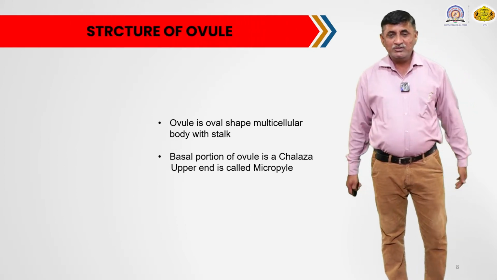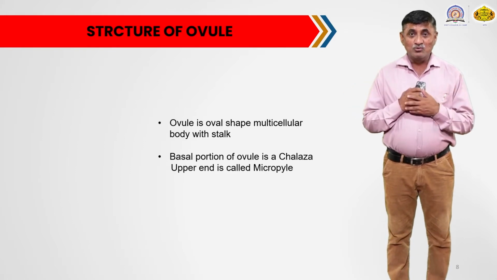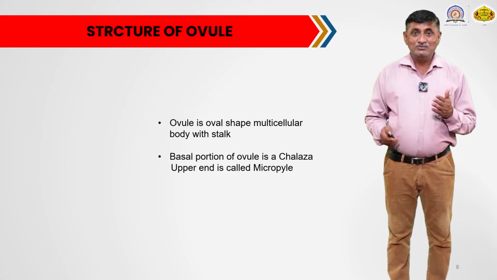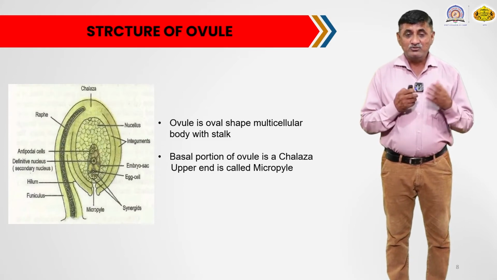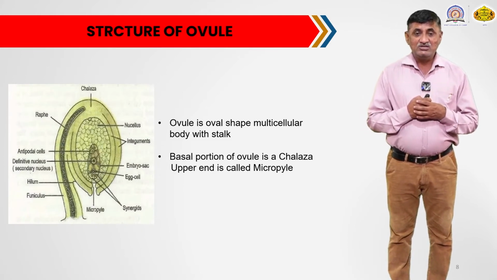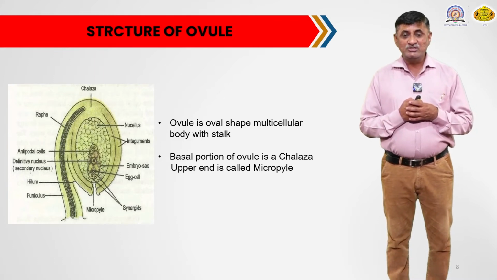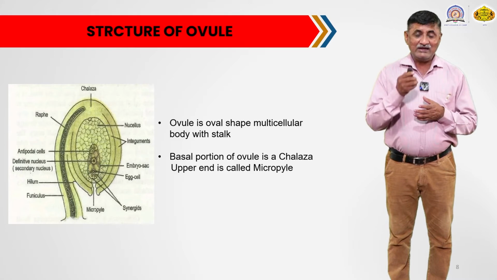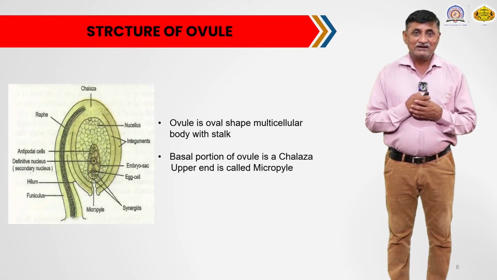So first of all, we will understand in general the structure of the ovule. We will understand the different parts of the angiospermic ovule. You can see the image. In the image, the structure of a typical angiospermic ovule is drawn, and the different parts are labeled.